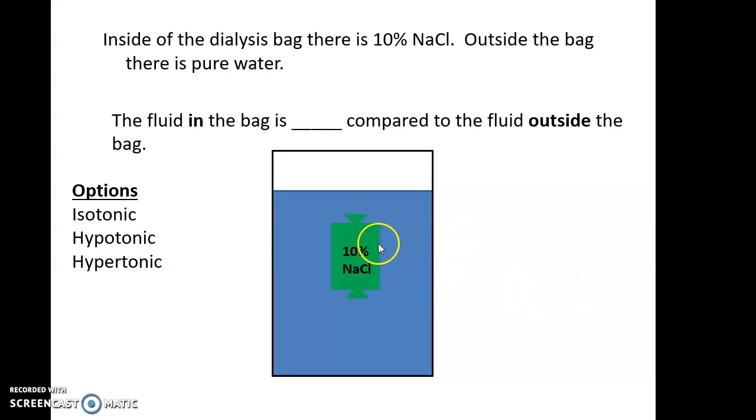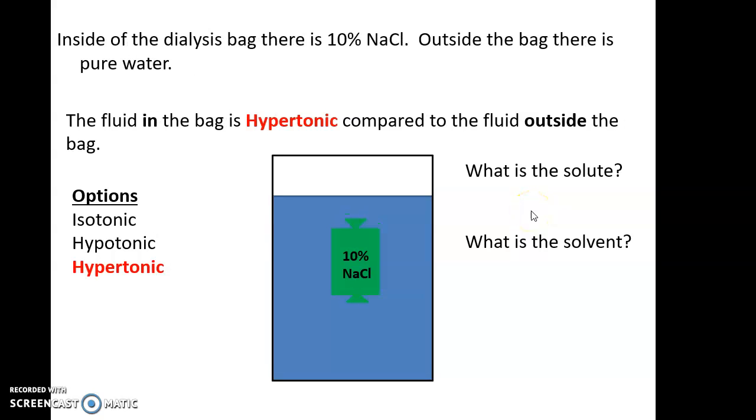All right, here we have 10% sodium chloride inside of a dialysis bag. So a 10% sodium chloride solution inside a dialysis bag, and it is placed in a beaker with pure water. So the fluid in the bag is what compared to the fluid outside of the bag? These are the options, and I hope you chose hypertonic. Hypertonic, 10% sodium chloride. Pure water is 0% sodium chloride. So 10% is obviously higher, obviously a bigger number. So the solution in the bag is hypertonic.